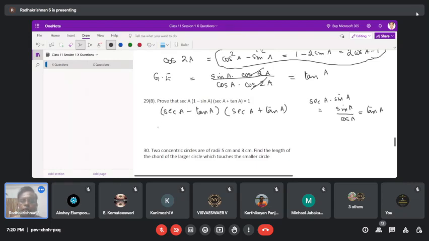What is the next step? Secant A minus tan A into secant A plus tan A. This is of the form A minus B into A plus B, which is A square minus B square. Here it is secant square A minus tan square A. This is an identity again, and it equals 1. So that is what you have to prove. Very simple.